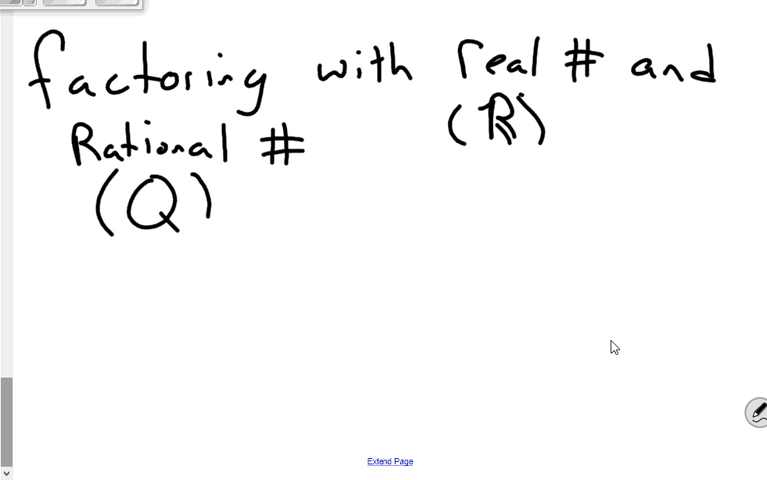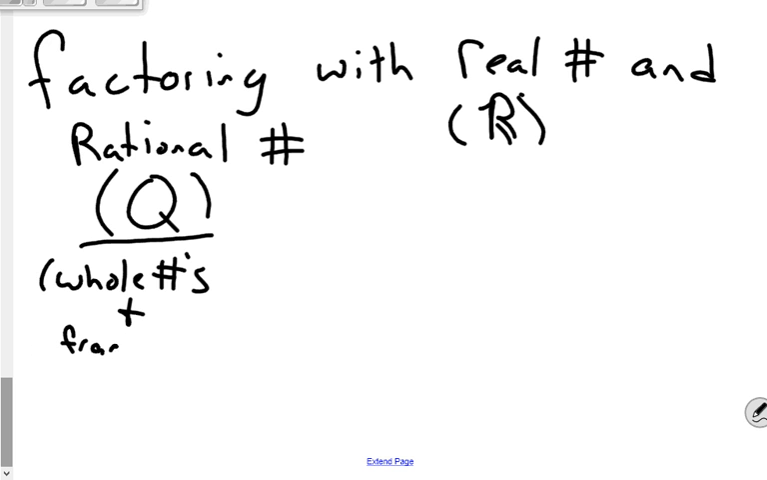How do I want to explain this to you guys? Okay. So when we're talking about rational numbers, these are whole numbers and fractions. Okay, think of it like that. That's for rational. Whole numbers plus fractions. So anything like a 2, a negative 5, negative 1/2, stuff like that.